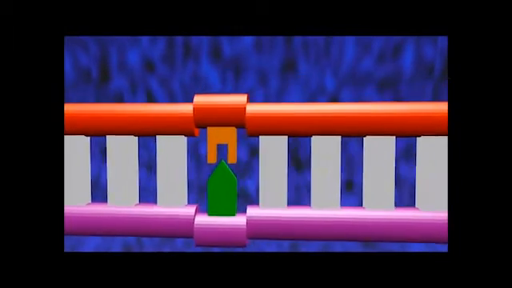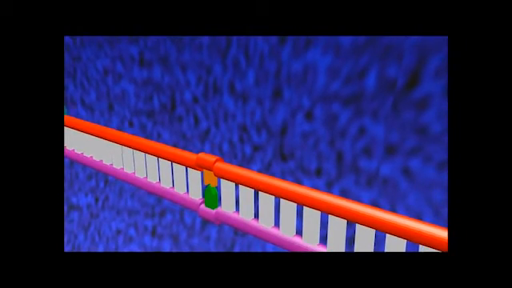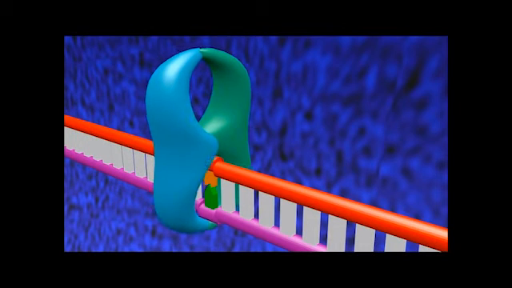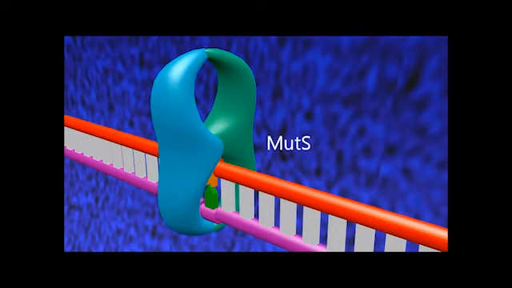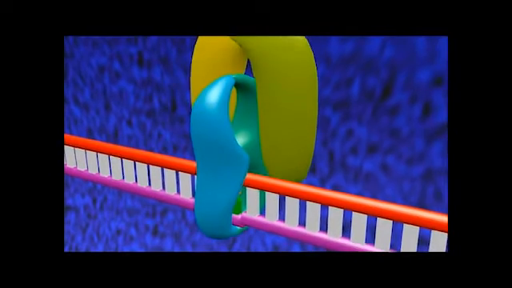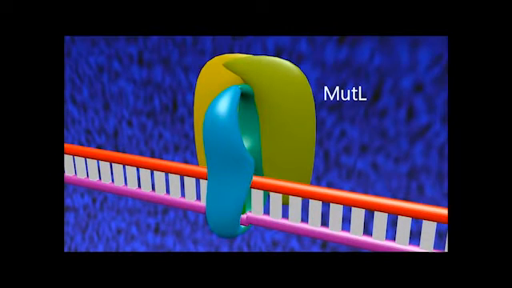The first step in the mismatch repair pathway in E. coli is recognition of the mismatch by the mut-S homodimer. Mut-S recognizes the mismatch and binds to it. Then, the mut-L homodimer binds to mut-S, ready for a later step in the mismatch repair pathway.